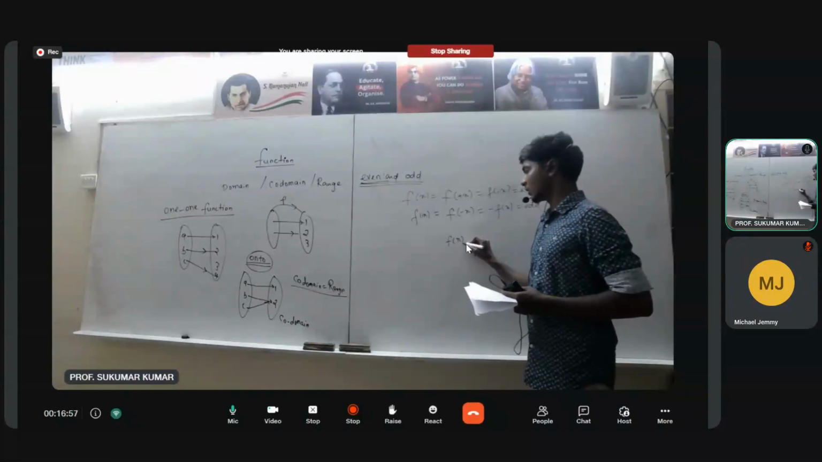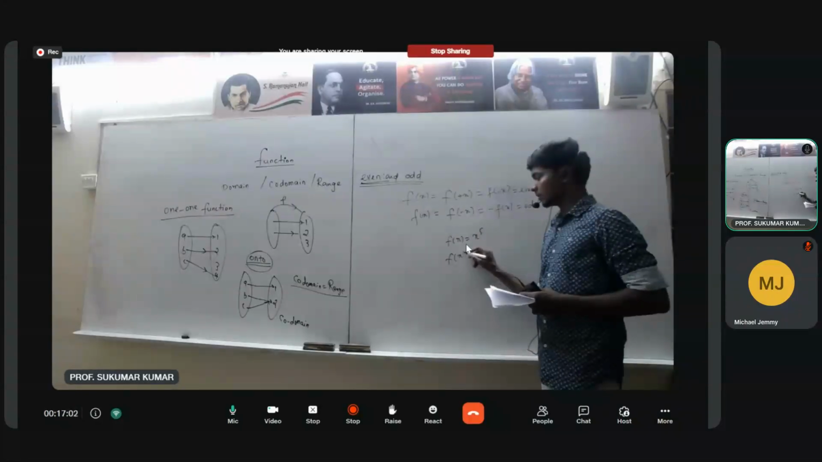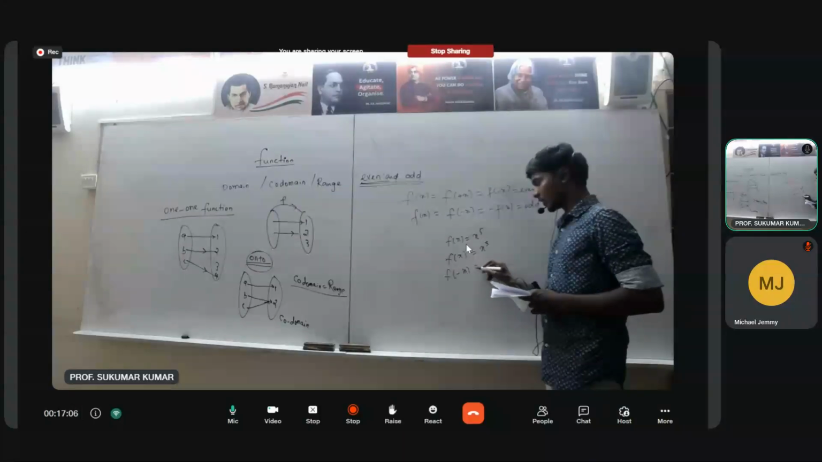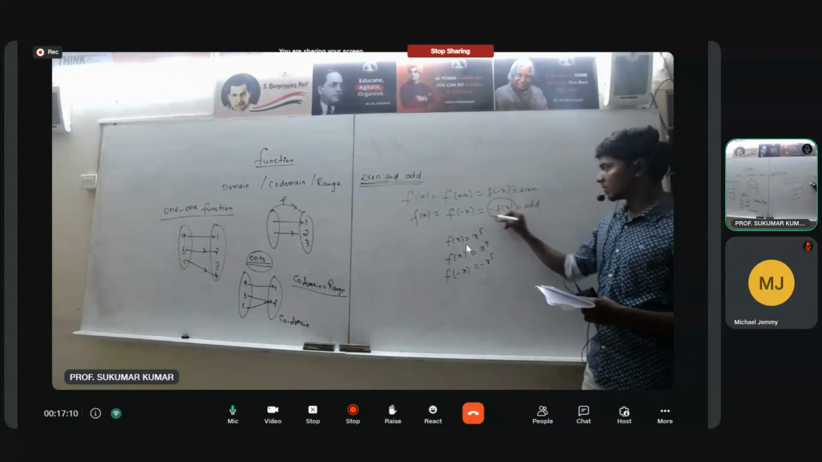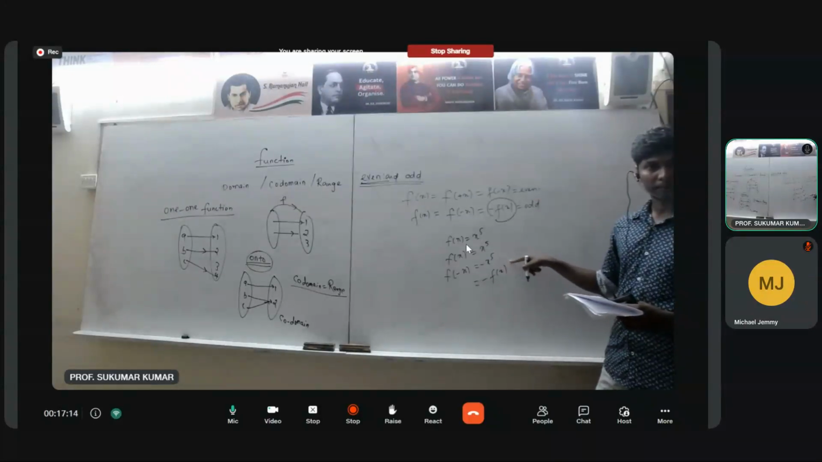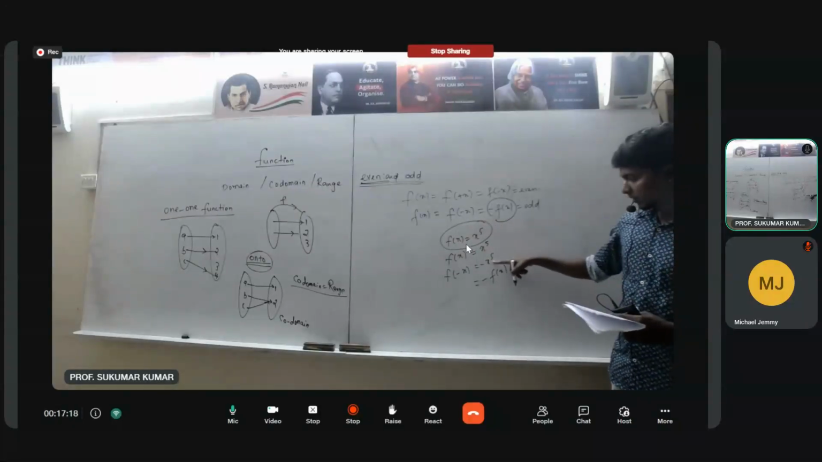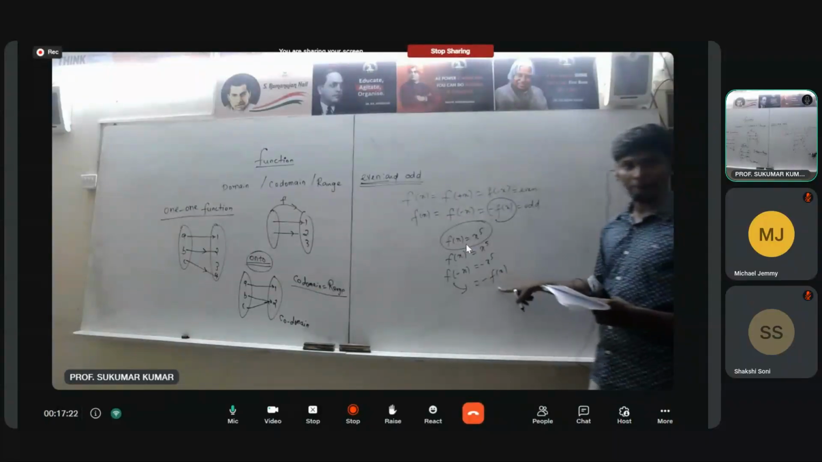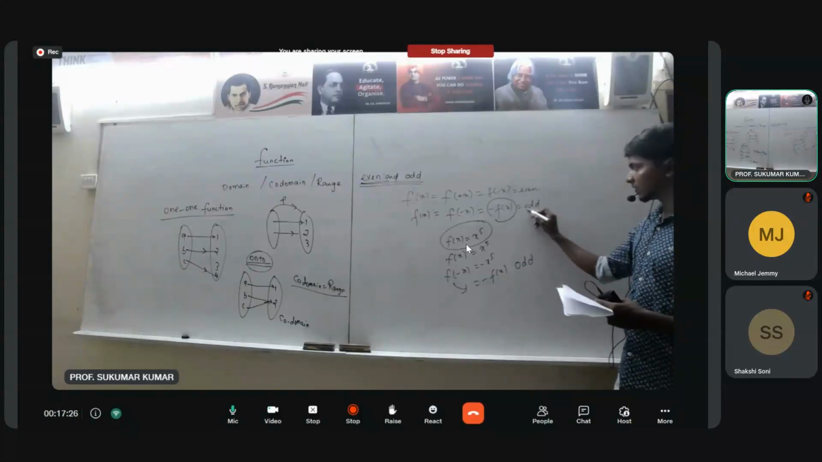For example, if you have f of x is equal to x power 5. If you are applying positive x, it means x power 5. If you are applying negative x, what do we get? Minus x power 5, right? And the condition is minus of f of x. So after applying the negative, negative of f of x comes, that is called an odd function. That is the definition I'm giving.